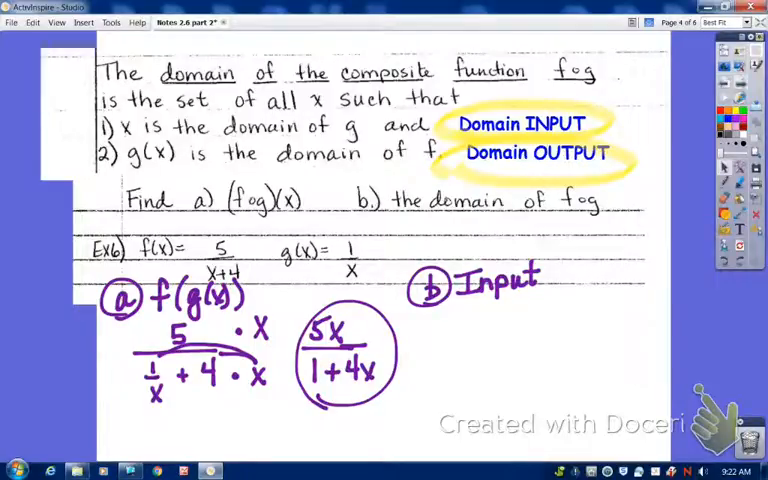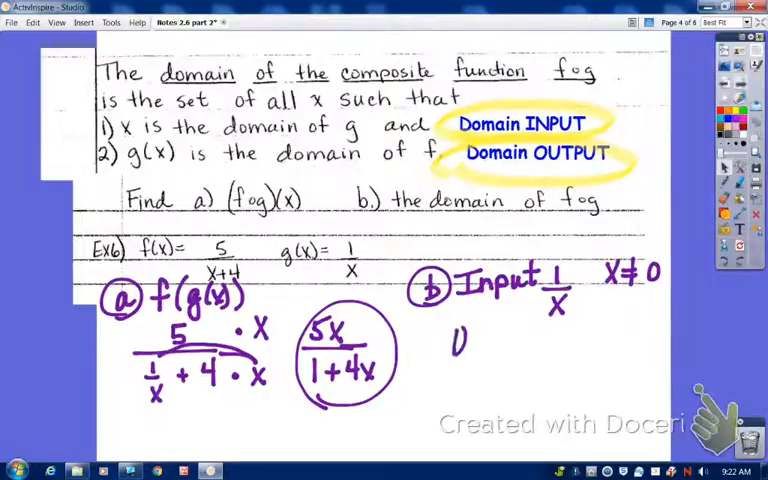What was it that we put in for x? 1 over x was our input. 1 over x is what we were actually putting in. We were putting g of x into f of x. So tell me about the domain of 1 over x. X cannot be 0. So if you'll just write x cannot be 0, we know in our input x cannot be 0, so just make a note of that.